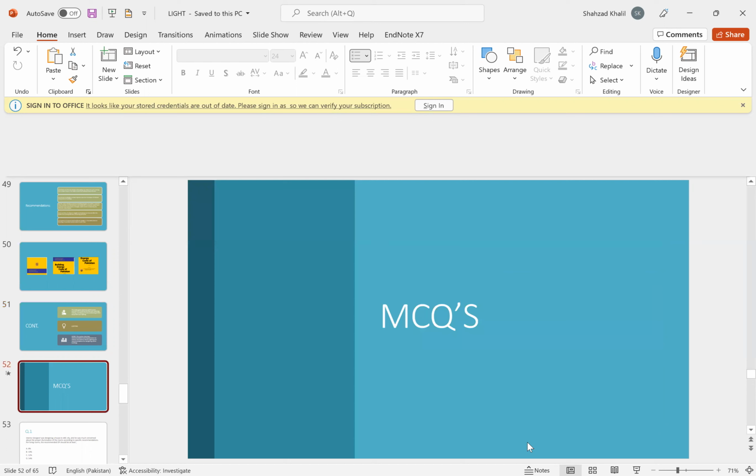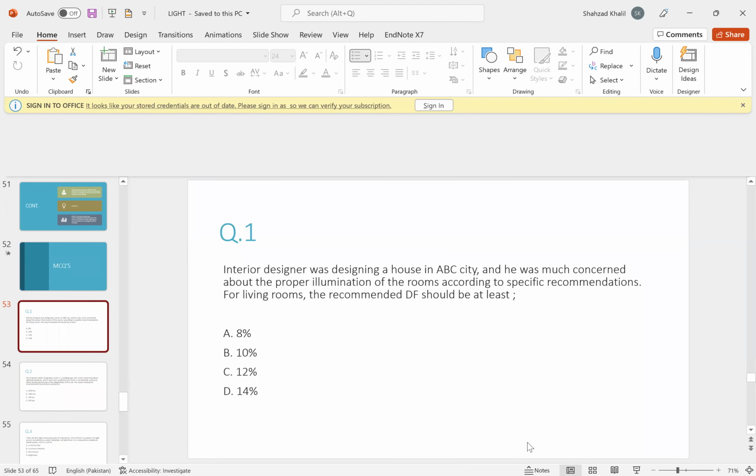Now moving towards the multiple choice questions. An interior designer was designing a house in ABC city, and he was much concerned about the proper illumination of the room according to specific recommendations. For a living room, the recommended DF, daylight factor, should be at least: 8%, 10%, 12%, or 14%? A. Yes, the correct answer is A.